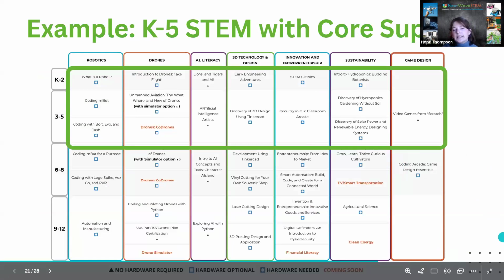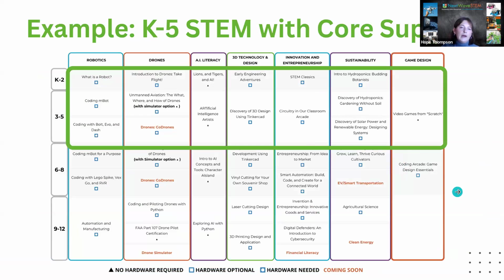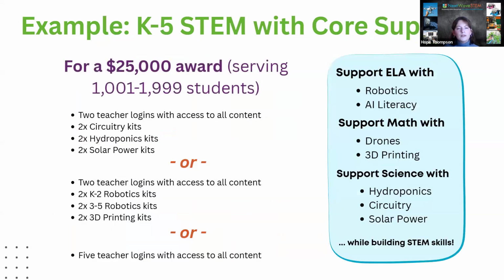Here's another example of a slightly larger district who wants to use this grant funding for a more long-term K through 5 STEM with core support program. So this is a district who really wants to put on a STEM program, but also needs to be able to bring that back to some support in ELA, math, and science using that STEM program. So with this focus, this is a larger program. This is a larger district. So they're receiving the $25,000 award through the grant.